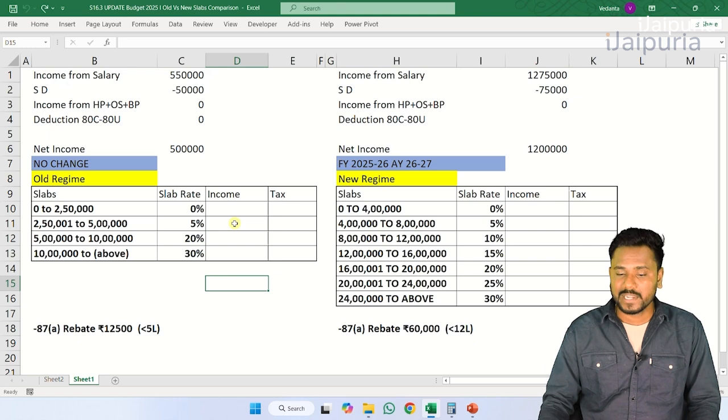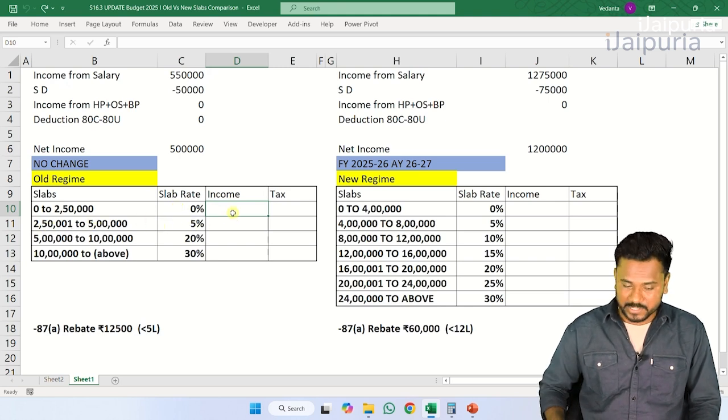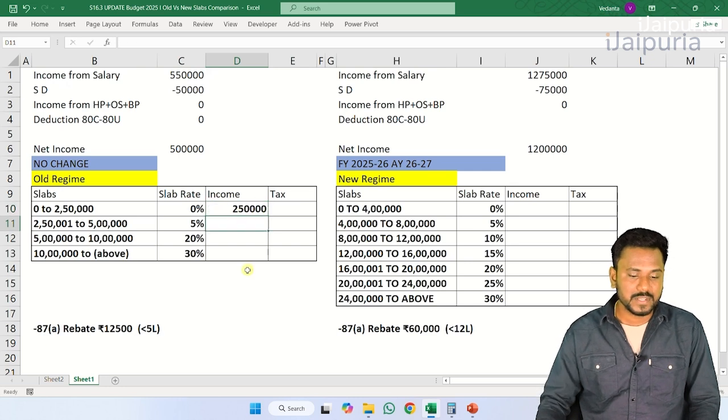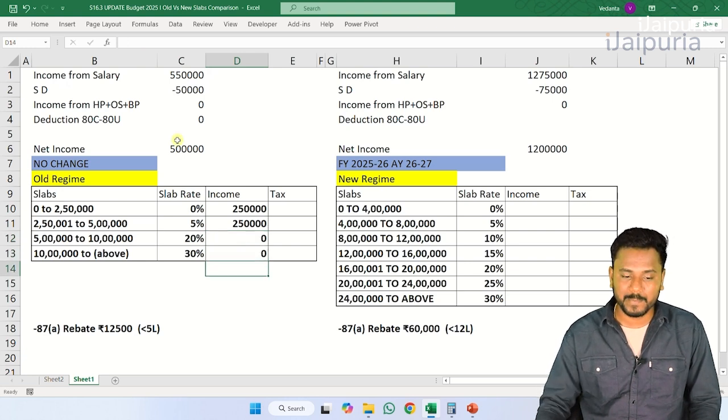Before going to the actual calculation, just look at the screen and try to understand the concept. If any salaried person has income up to 5,50,000, there is a standard deduction of 50,000, so the balance net income will be 5 lakhs. On these 5 lakhs, if you check the slab computation, the first 2.5 lakhs falls under the 0 slab, and the second 2.5 lakhs falls under the second slab. So on the 0 slab, 2,50,000, and 2.5 to 5 lakhs also 2,50,000. There is no income more than 5 lakhs, and no income more than 10 lakhs. We have income up to 5 lakhs.